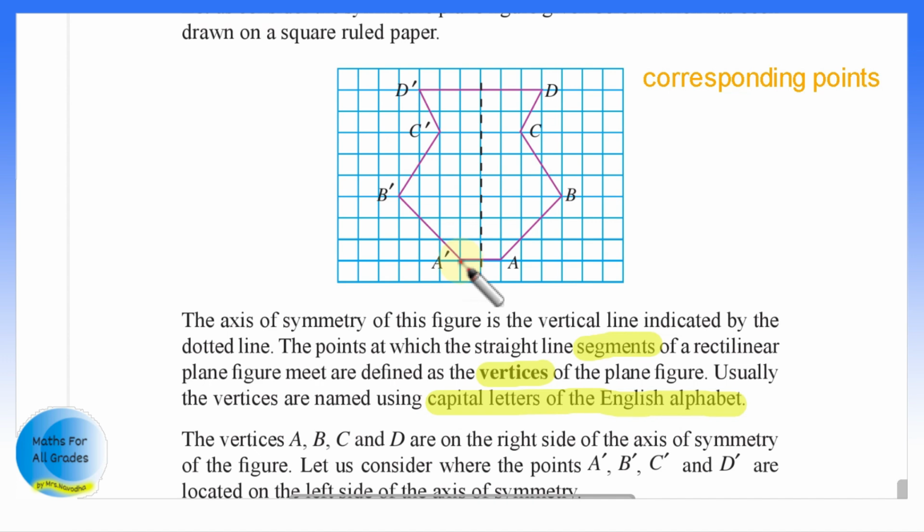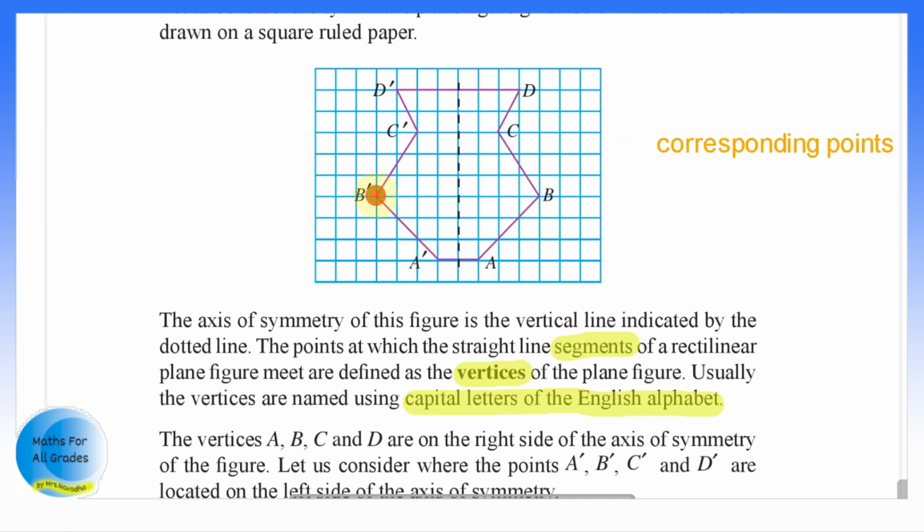Look at A dash, it's one square away from the axis just like A. So A dash is similar to A. We can say A dash is the corresponding point to A. Similarly, B dash is the corresponding point to B. Let's say it together. C dash is the corresponding point to C. D dash is the corresponding point to D. Very good.